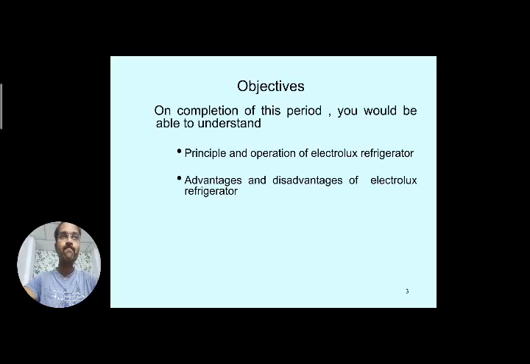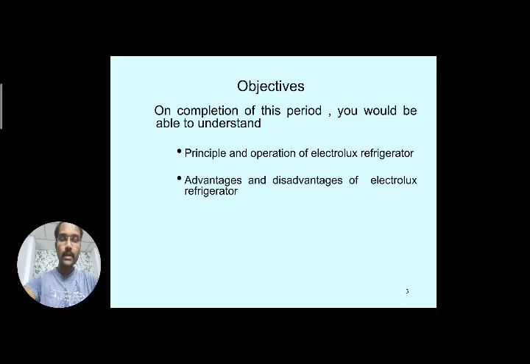The Electrolux refrigerator is mostly used for domestic purposes, and another name for it is the three fluid system or three fluid refrigerator. Why the name is given like that, we will see. In the previous video lesson on the vapor absorption system, there were two fluids, one a refrigerant and the other an absorbent. Here, the Electrolux refrigerator is called a three fluid system.